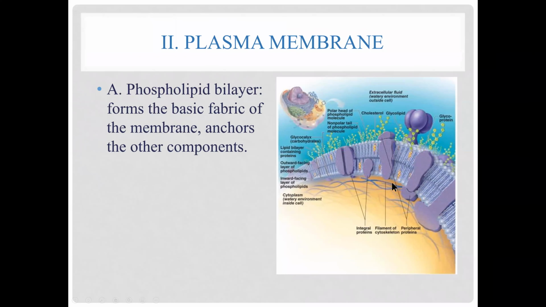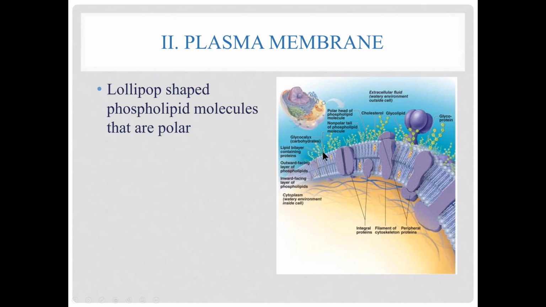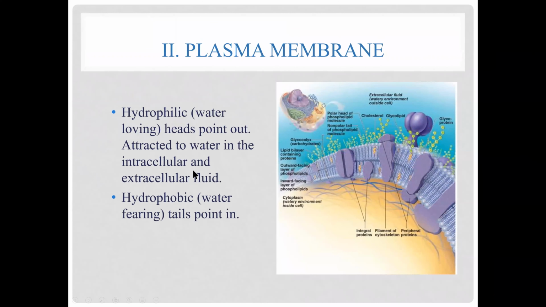We have the phospholipid bilayer, which we talked about, the lollipop-shaped phosphate molecules, which are polar and hydrophilic, attracted to water, intracellular and extracellular fluid. So we need them on this side here because the intracellular fluid is primarily water. The extracellular fluid is primarily water. And then we have the hydrophobic areas, which are the fatty acid layers.